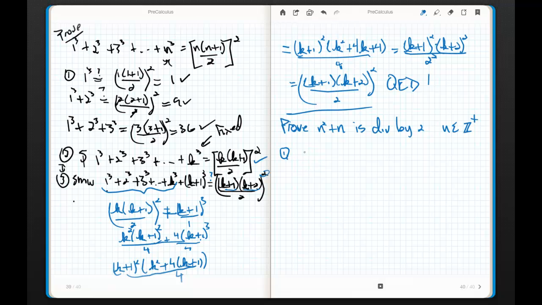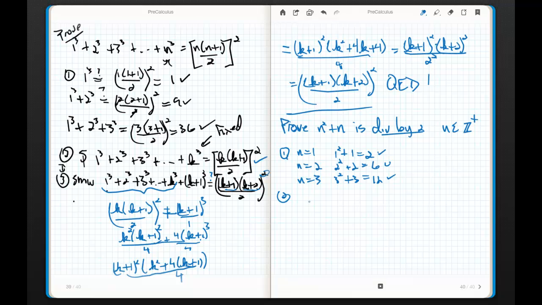So, are you ready? All right, for n equals 1. Well, let's see. That's 1 squared plus 1, which is 2. Check. It's divisible by 2. N equals 2. Well, that's pretty easy, right? 2 squared plus 2 is 6. Check. N equals 3. That's going to be 3 squared plus 3, which is 9 plus 3, which is 12. Check.